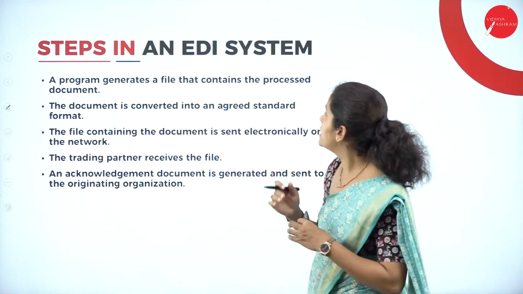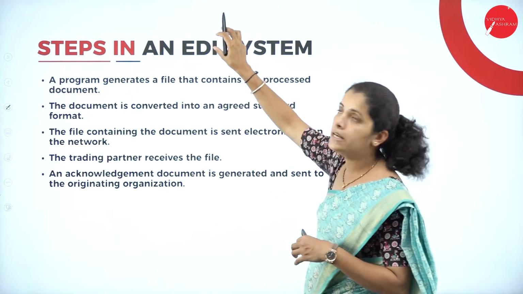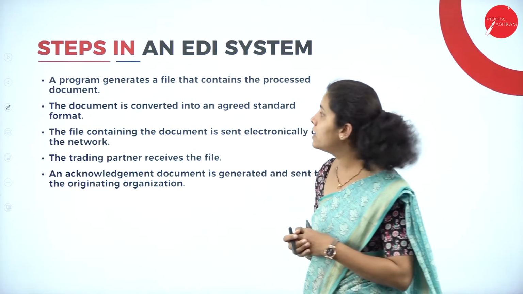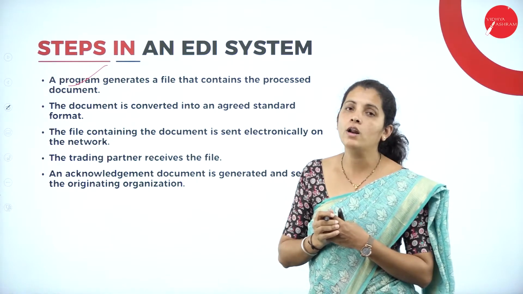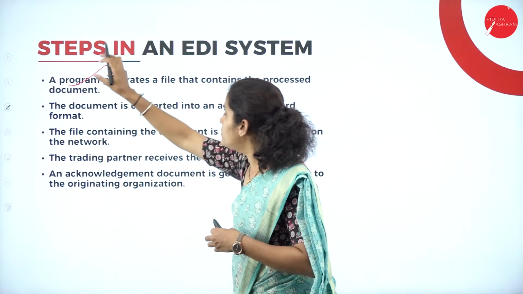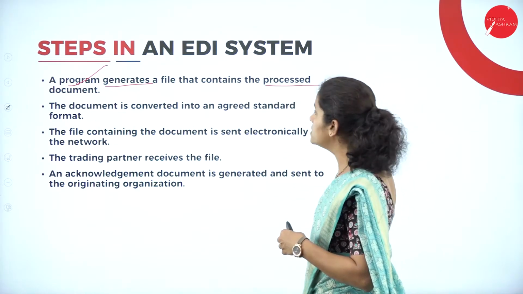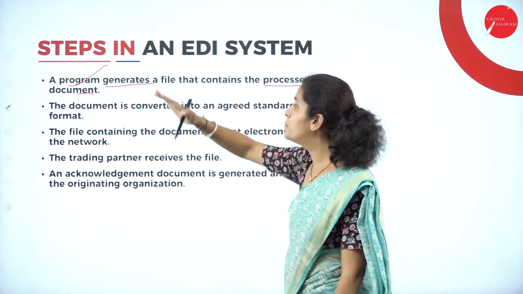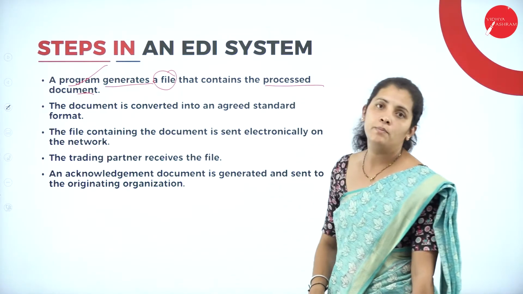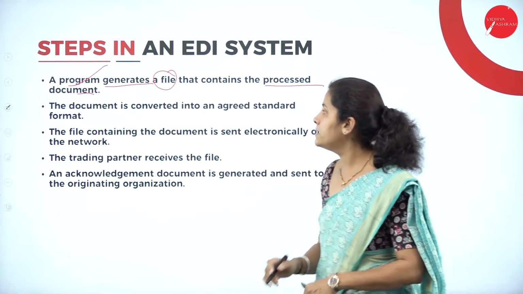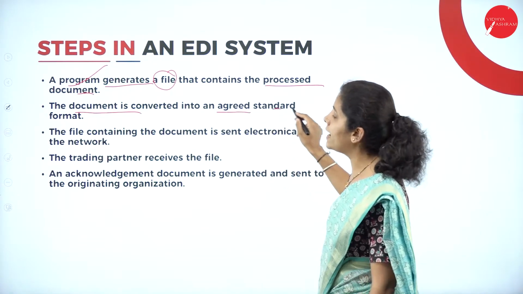So, the steps involved in the EDI system. The first one is a program. EDI is nothing but a program or software that is responsible for generating a file that contains the processed document. I repeat, it is a program and it generates a file. The file contains the processed document. In the next step, the document is converted into an agreed standard format.